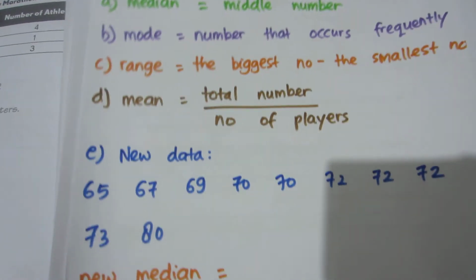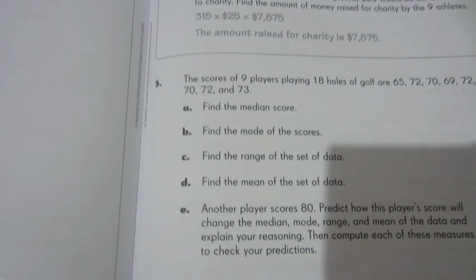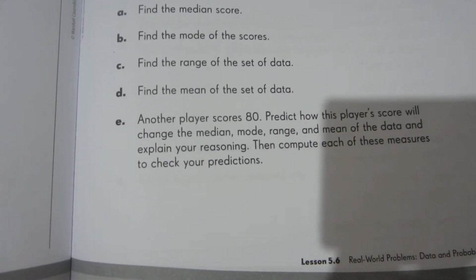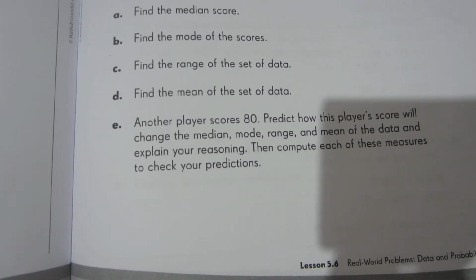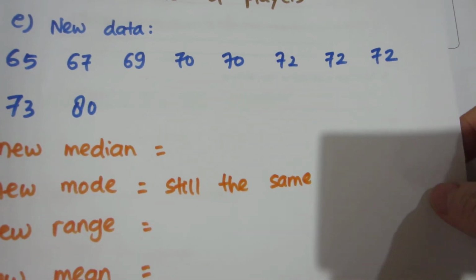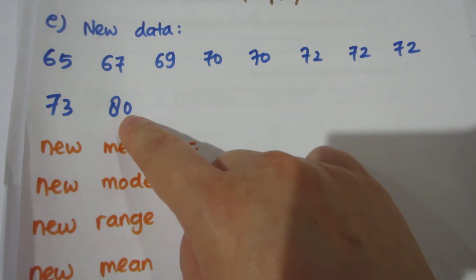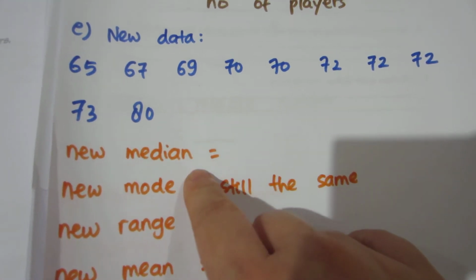Now what happens if the new data changes? They said in here, another player scores 80 and predict this player's score. Will it change the median, mode, range, and the mean? So you put the new data. So now we have 10 players because we add a new one. What is the new median?